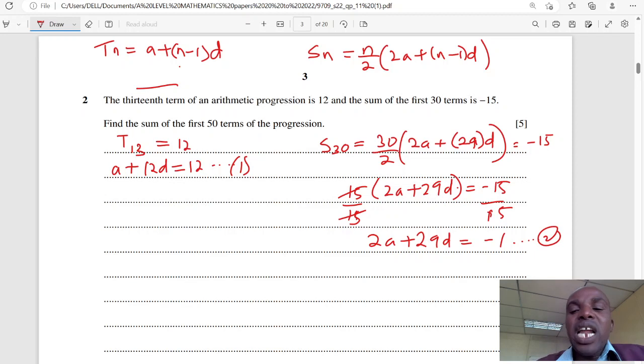Right. These are now two simultaneous equations. You solve them simultaneously. You can use the elimination or substitution method. I prefer substitution. So in 1, we can make a the subject.